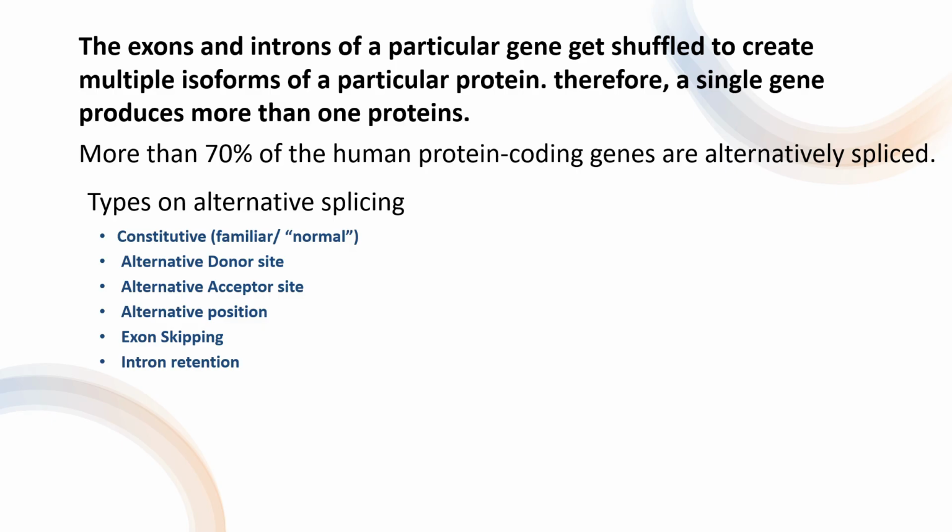So there are different types of alternative splicing. For example, one is constitutive or normal splicing, alternative donor site, alternative acceptor site, alternative position, exon skipping and intron retention. So we'll talk about these different types one by one.